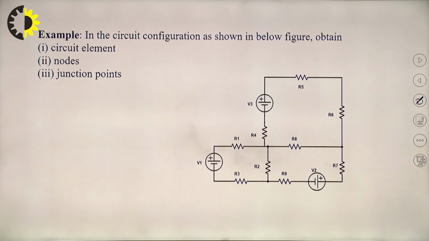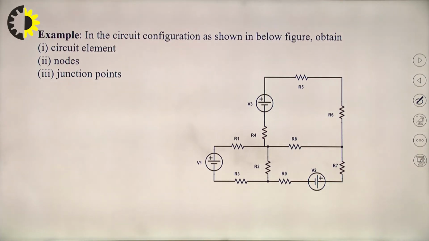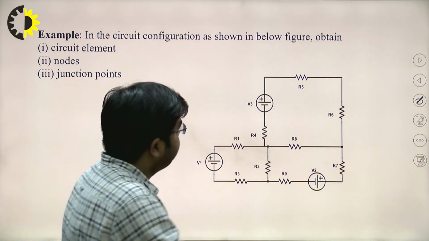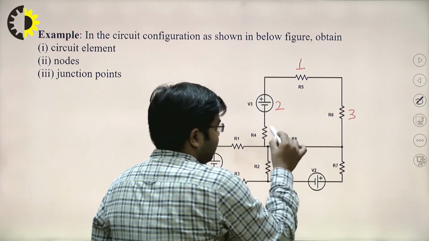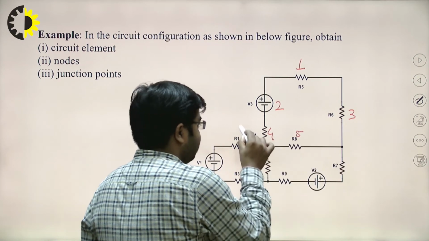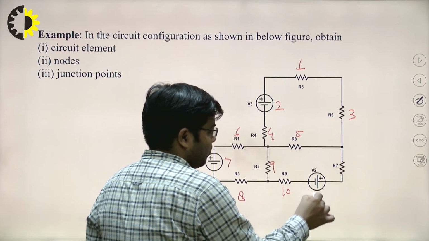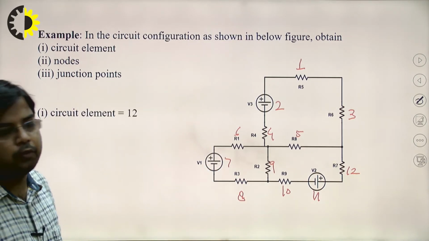So let's see example number 1. In this circuit configuration, obtain the circuit element, node and junction point. So you can see here, this is the one element, this is second, this is third, this is 4, this is 5, this is 6, this is 7, this is 8, this is 9, this is 10, this is 11 and this is 12. So total number of circuit elements is 12.